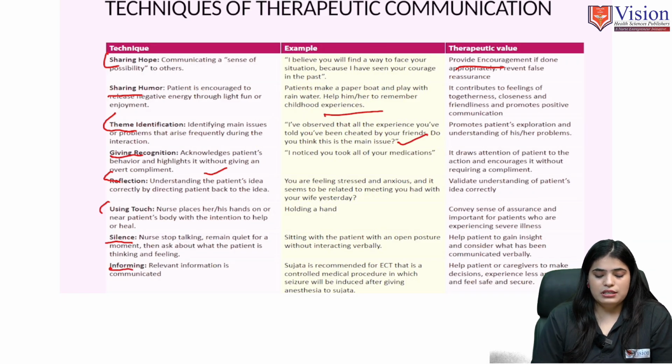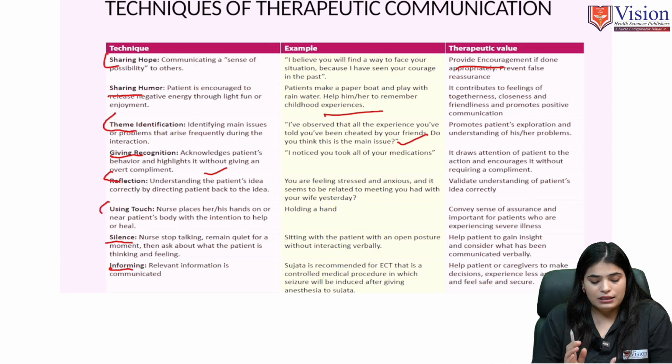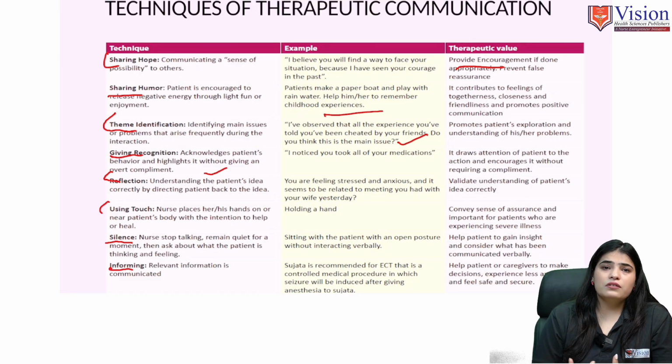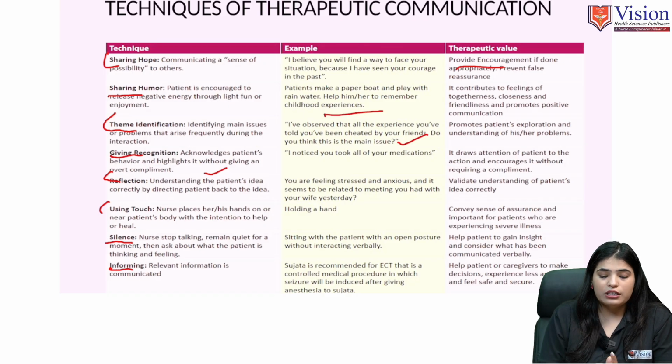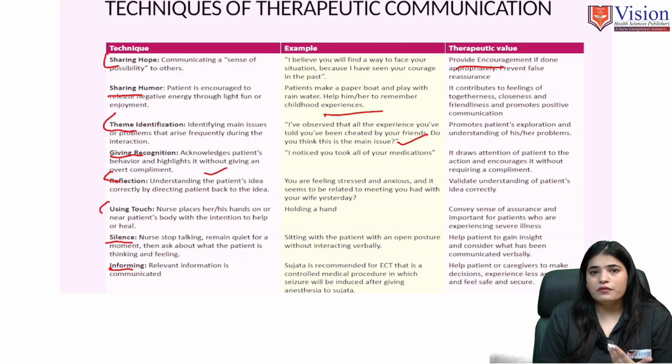And the next one is informing. Relevant information is communicated. Okay, for example, that we are recommending ECT, that it is a controlled medical procedure, that seizures will be induced after giving anesthesia, etc. So you are providing all the important information here. It helps the caregivers and the patients to make decisions accordingly. So these are a few techniques of therapeutic communication which are very important when we are communicating with the patient.